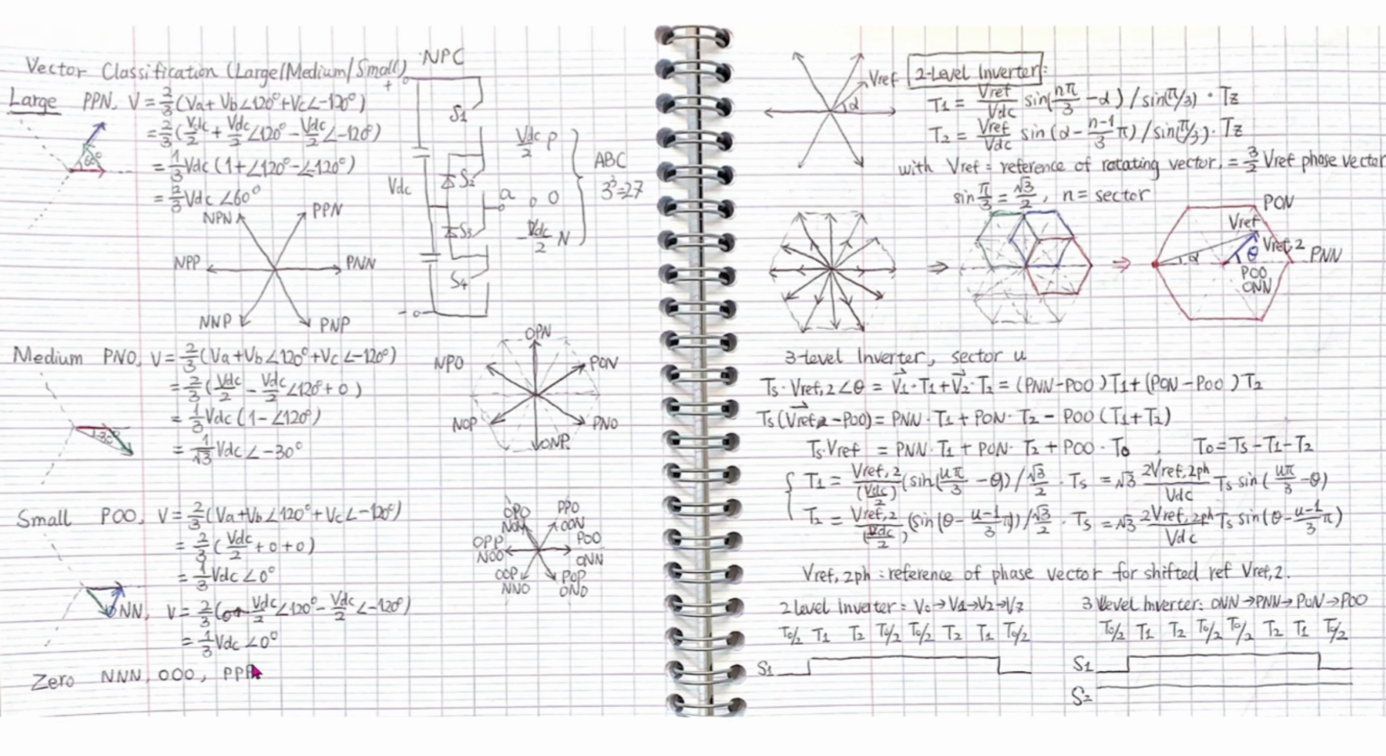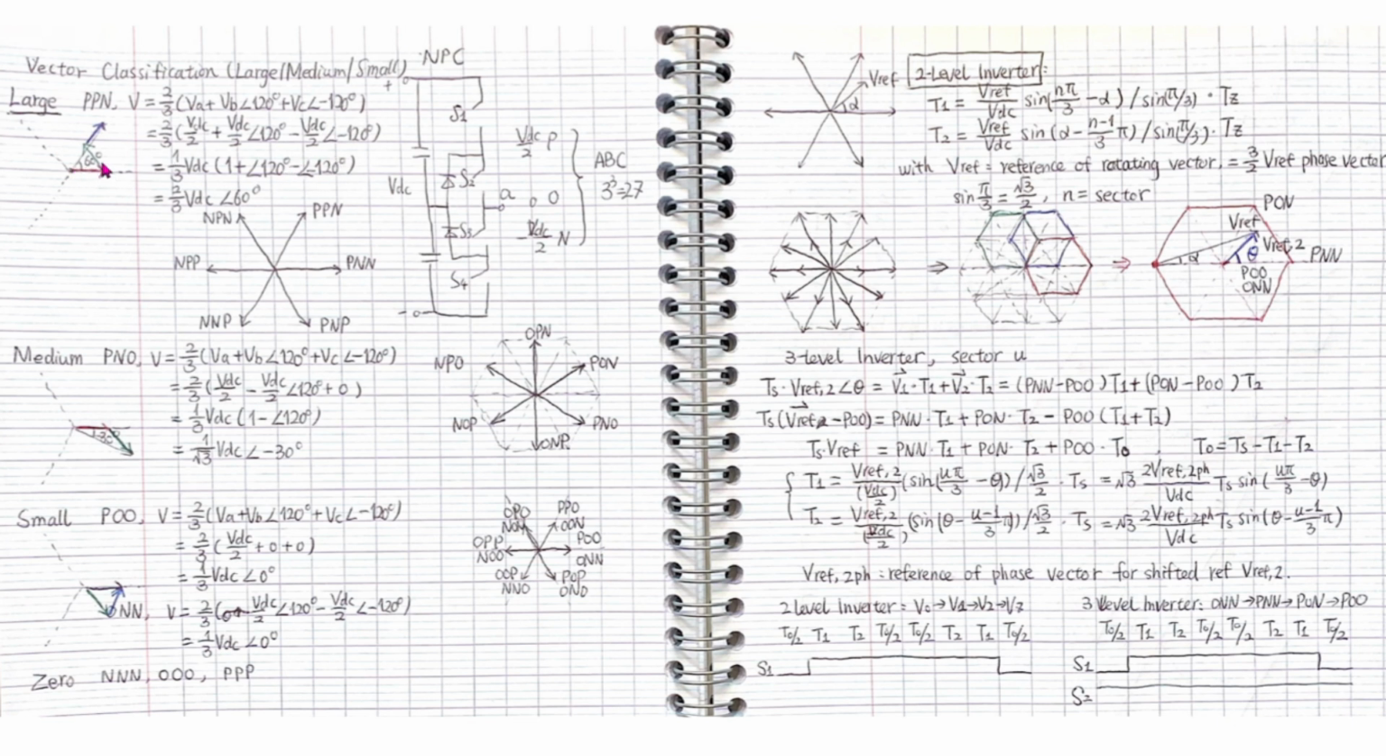Let's draw the large vectors, for example, PPN. VA is half VDC, VB is half VDC, VC is negative half VDC. The combined space vector V is 2/3 times VA plus VB angle 120 plus VC angle minus 120. This is 1/3 VDC times 1 plus angle 120 minus angle minus 120.